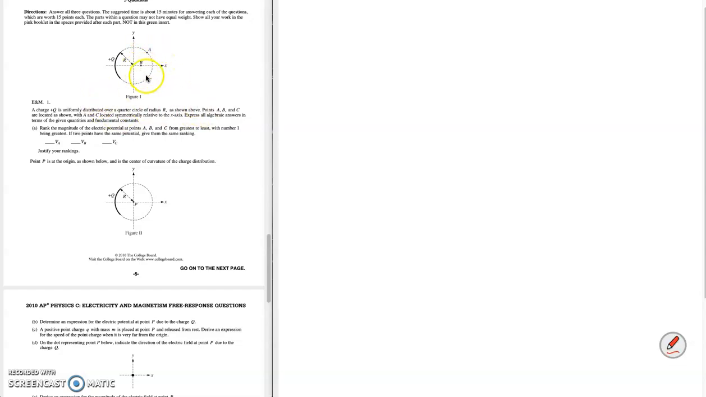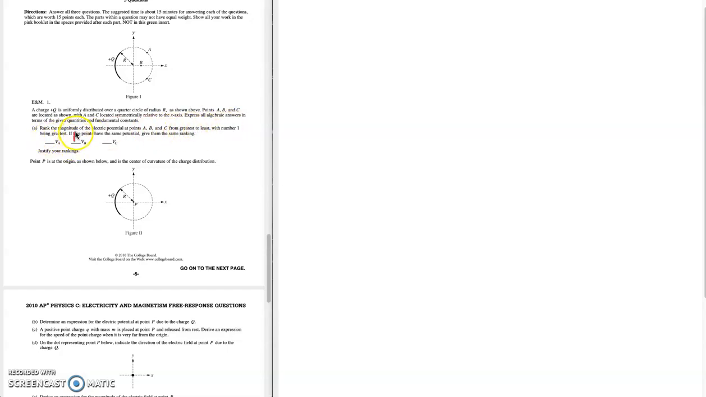And then they give us points A, B, and C. Notice that A and C are on the surface of the circle that would be outlined by this charge if it went all the way around the circle, and B is inside. This means that B is closer to the charge, and A and C are equidistant, and they look like they're symmetric top and down also. Ooh, but they want voltages. So since voltages, we don't need to worry about vectors. Rank the magnitude of the electric potentials A, B, C from greatest to least, with number 1 being the greatest.